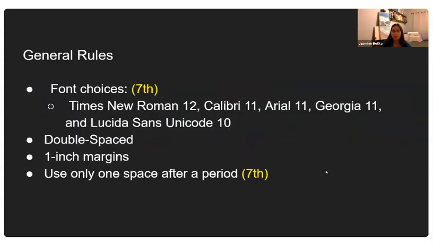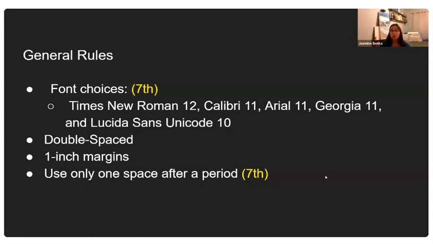So first, let's just cover some of the general rules. So 7th edition actually allows for some different font use, so that's kind of fun. You get to pick what font you want to use, as long as it's one of these main fonts, including Times New Roman, Calibri, Arial, Georgia, Lucida Sans Unicode, and it gives the specific font size to use with each of those fonts.